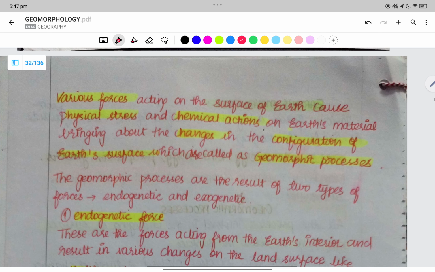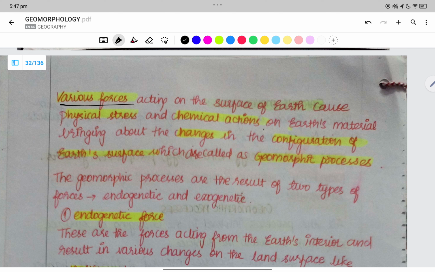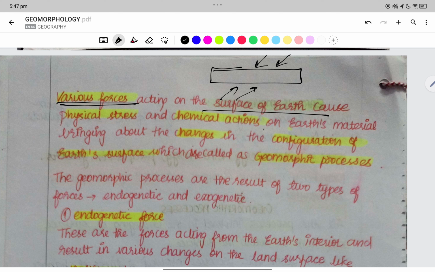So various forces are acting on the surface of the earth, either from outside or from within. They cause physical stress and chemical actions on the earth's materials.